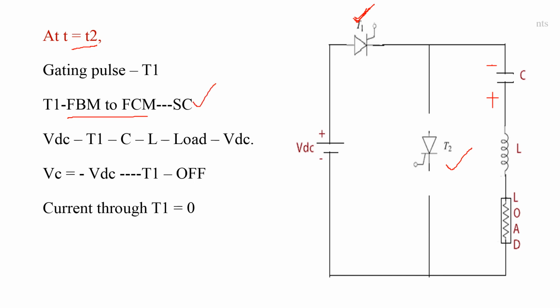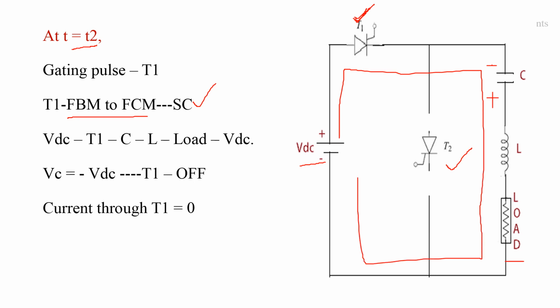it acts as a short circuit, and it allows the flowing of current from source to load in the direction of VDC plus, thyristor T1, C, L, load and VDC minus, that is nothing but in this direction. Here VDC is VDC plus and VDC minus. In this case also the capacitor starts charging up to the voltage VDC but in opposite direction due to the opposite polarities. Whenever this capacitor charges up to the voltage minus VDC, again thyristor T1 comes into off state.